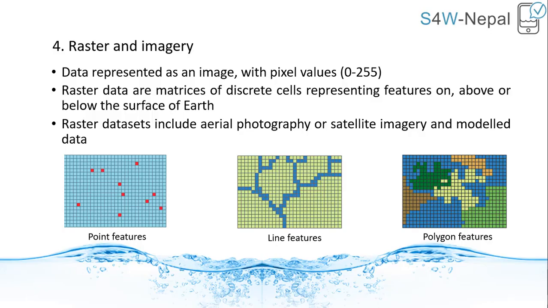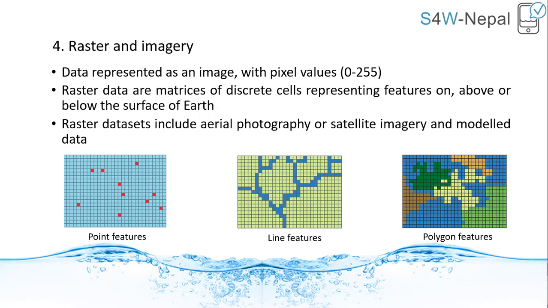Fourth, raster and imagery. Raster is a map data which is represented as an image with pixel values ranging from 0 to 255. Raster data are matrices of discrete cells representing features on, above, or below the surface of Earth. Every cell in the raster grid is of same size and the cells are always rectangular in QGIS.